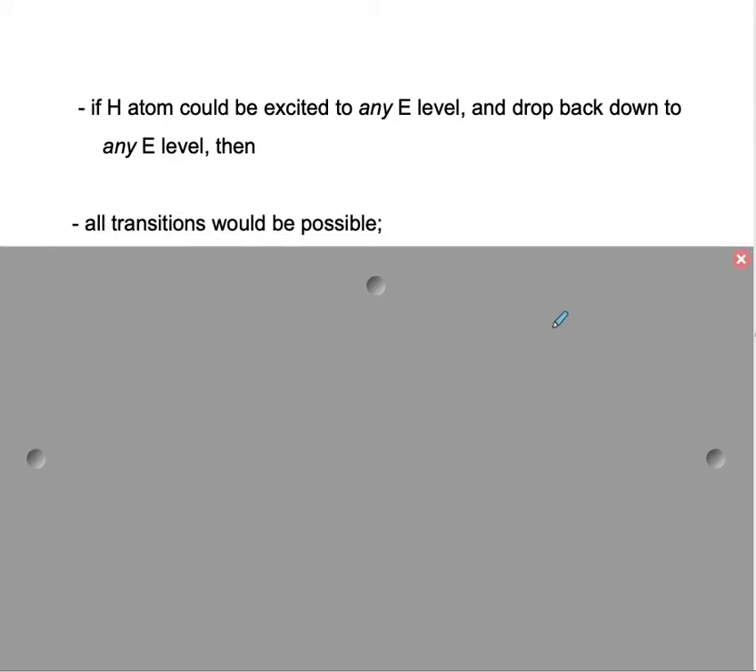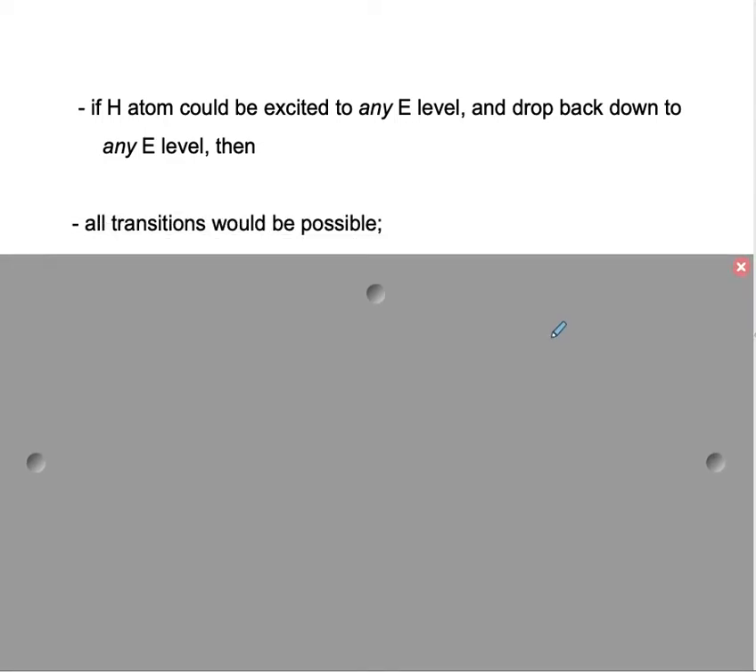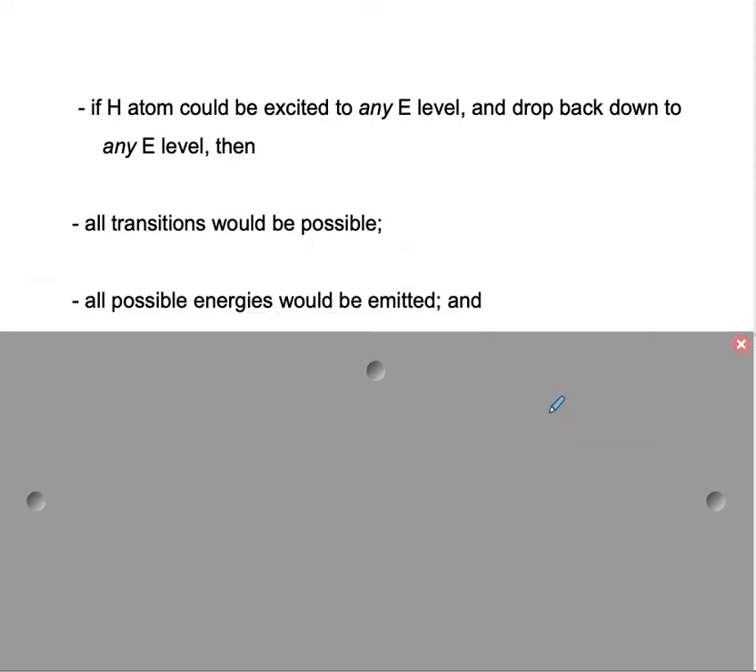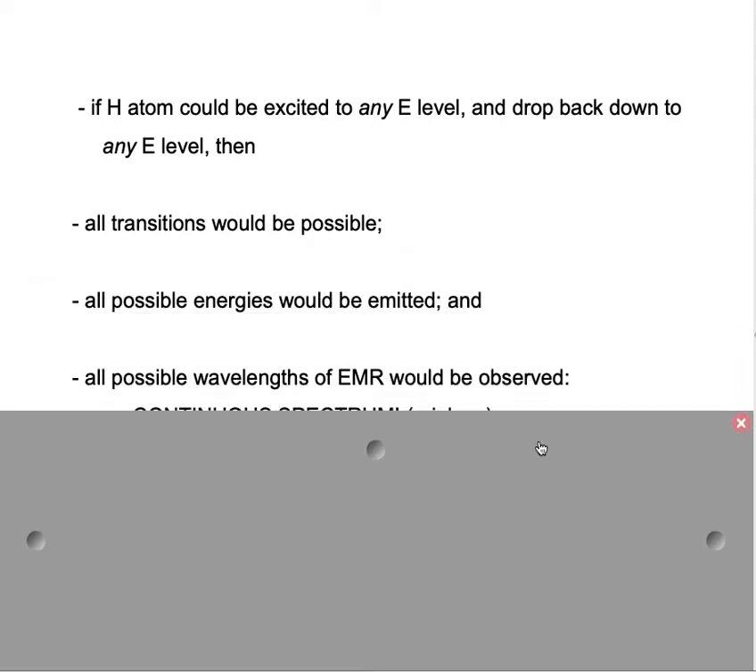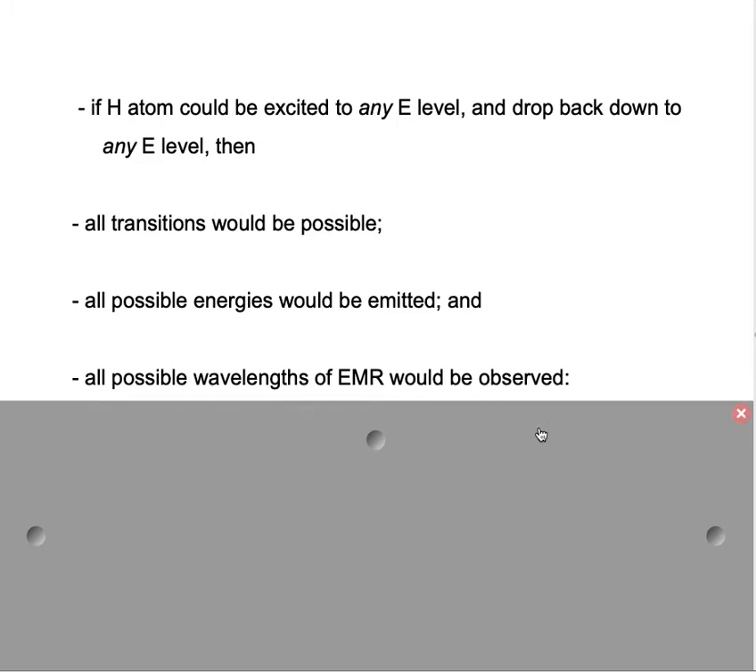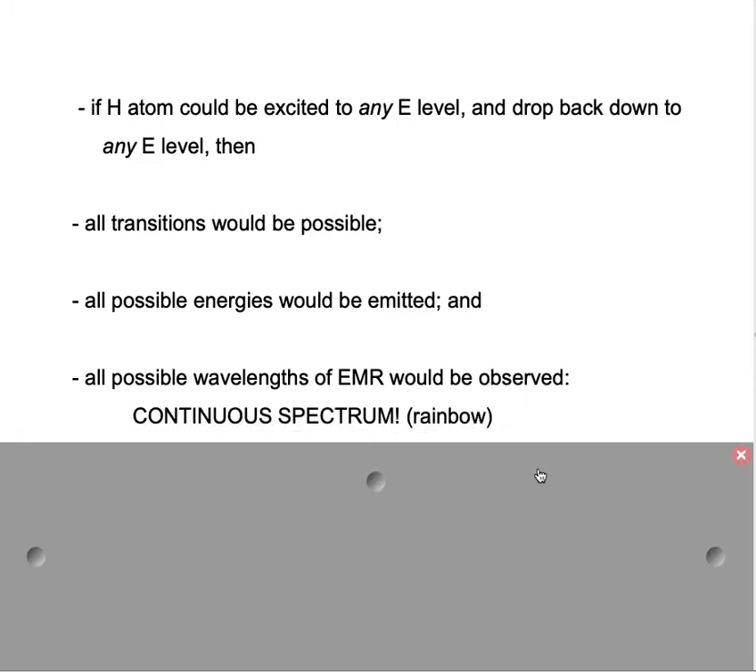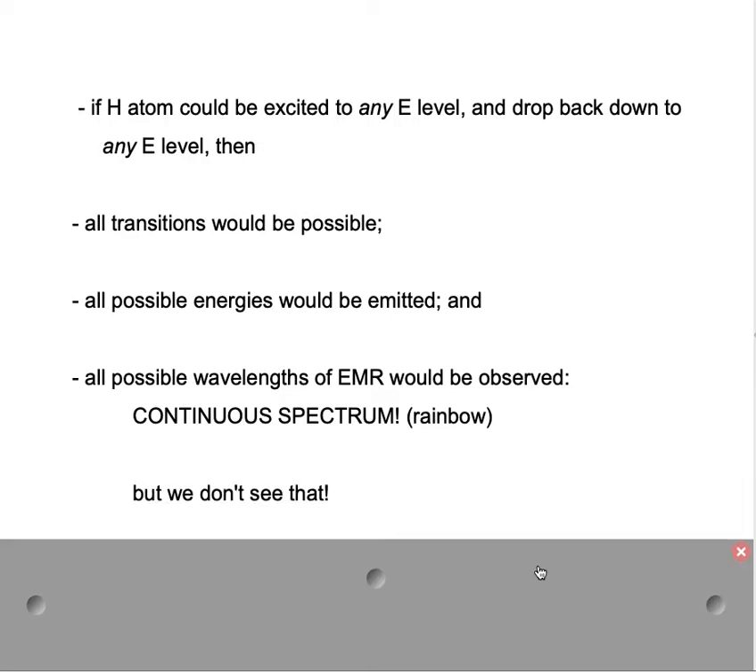Let me explain in more detail. If this were not true, if the hydrogen atom could be excited to any energy level and drop back down to any energy level, then all transitions would be possible, all possible energies would be emitted, and all possible wavelengths of electromagnetic radiation would be observed, which would be the continuous spectrum or the rainbow. But we don't see that. We only see certain lines corresponding to certain amounts of energies being given off, therefore only certain energies are possible.